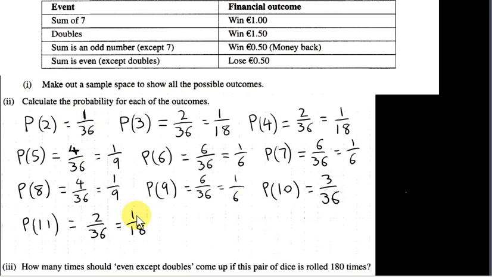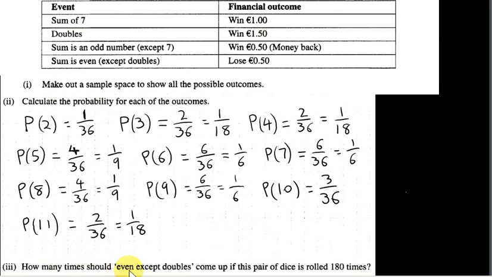That means if we add all the probabilities, we will get 36 over 36, which is 1. So the probability of getting any particular outcome has to be a certainty. It has to be 1. We have to get one of the 36 outcomes.